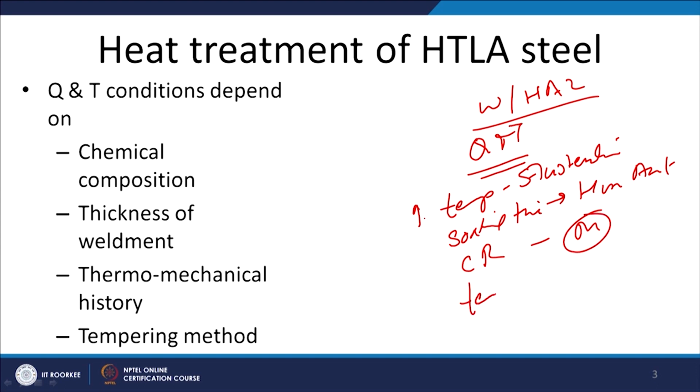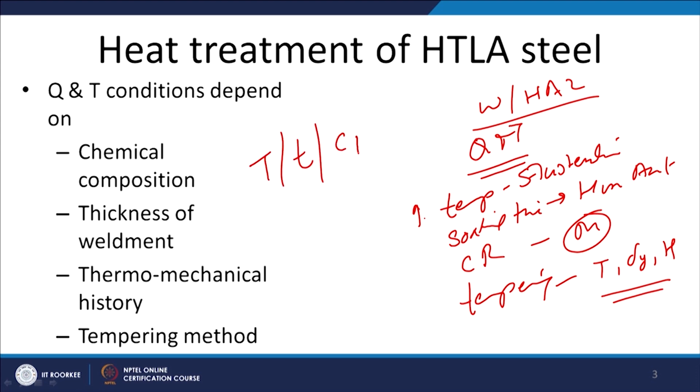And then after that tempering is carried out at a particular suitable value of the temperature, so that the required combination of the toughness, tensile strength and the hardness can be realized. So, the temperature, the time and the cooling rate during the quenching treatment followed by the tempering temperature.